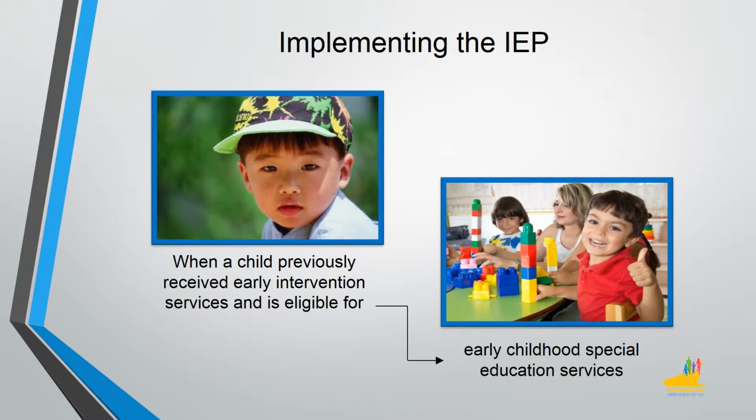The same timelines are in place for a child who previously received early intervention services and is found eligible for early childhood special education services. If a child is found eligible for early childhood special education services, a meeting to develop the initial IEP must be conducted within 30 calendar days from the date of the meeting during which it was determined that the child has a disability. The development of an IEP for an eligible child turning 3 who has been receiving early intervention services is a responsibility of the local education agency.